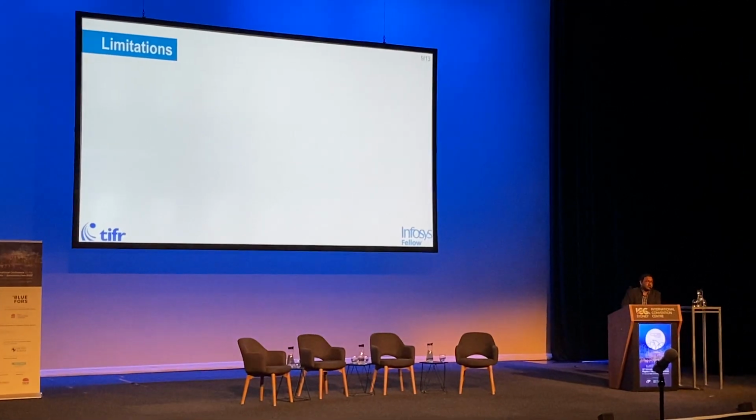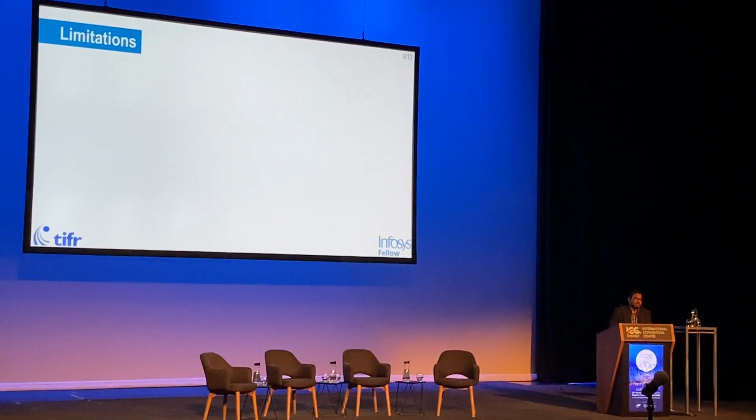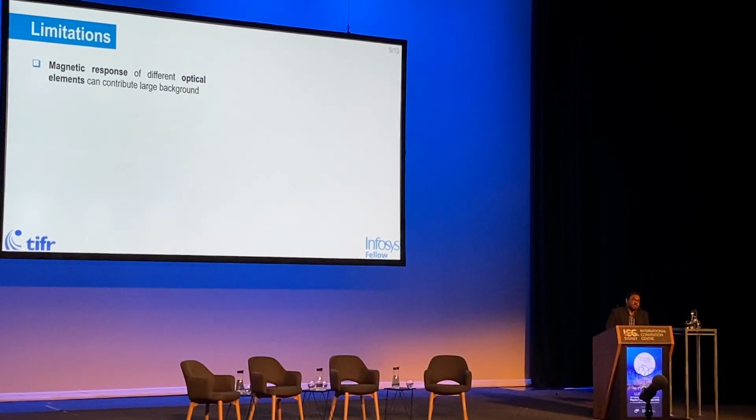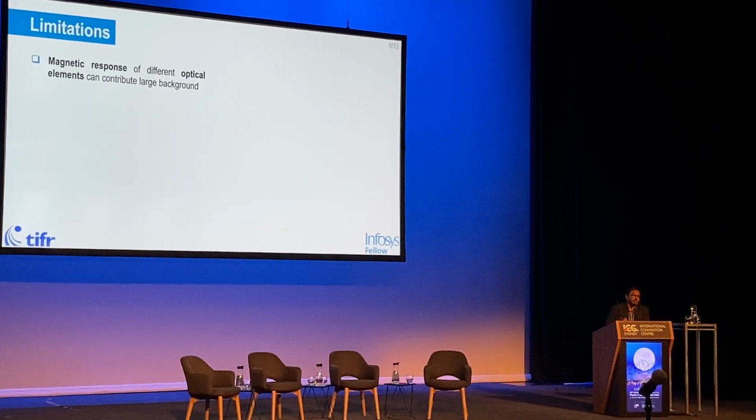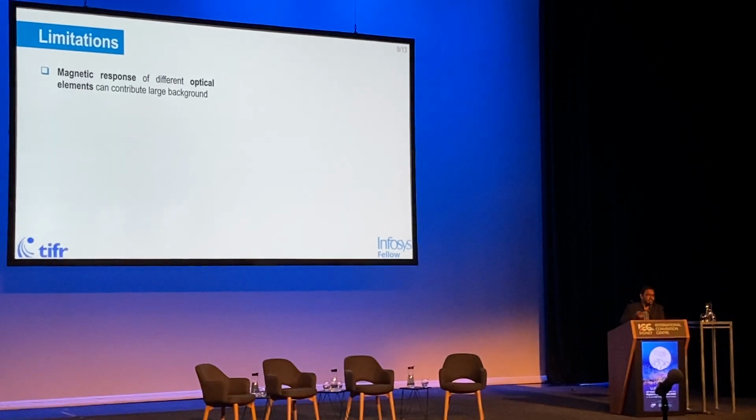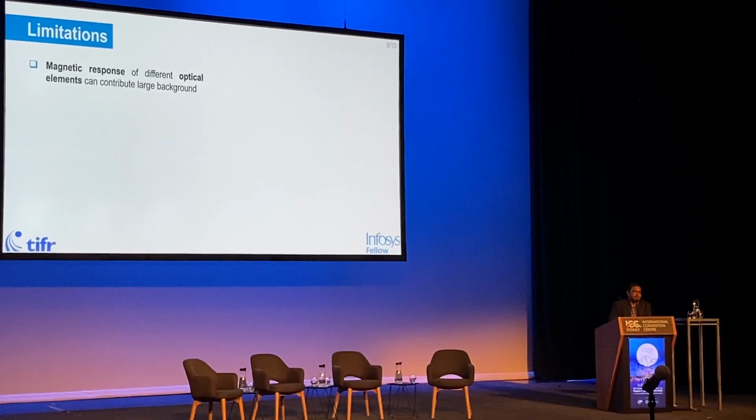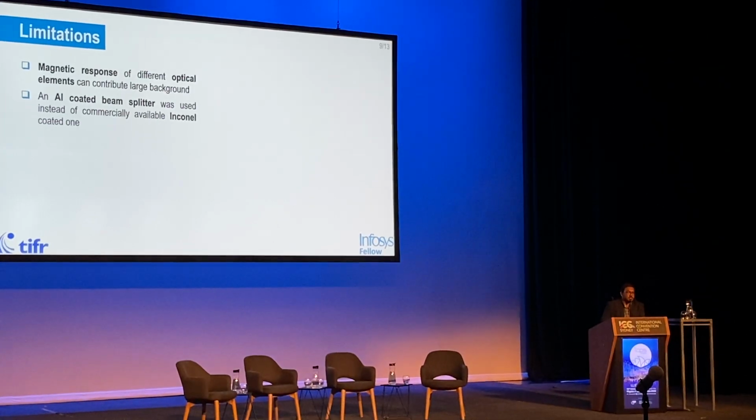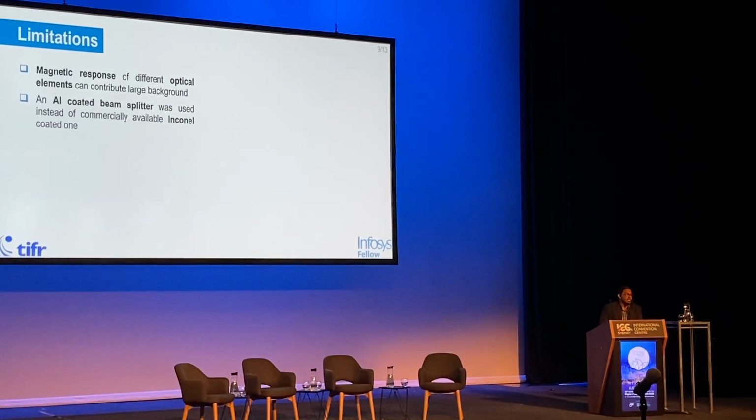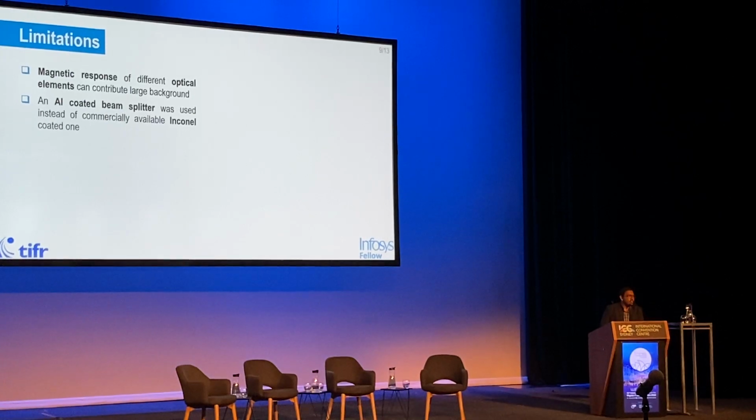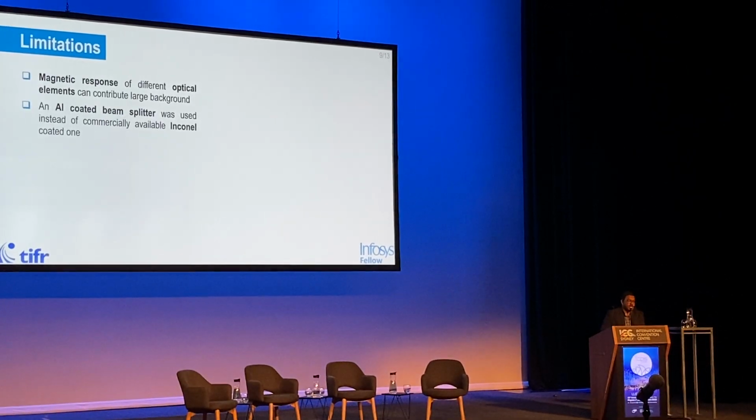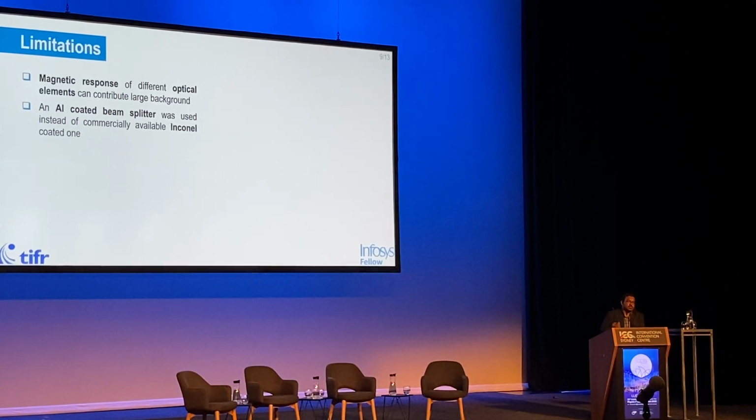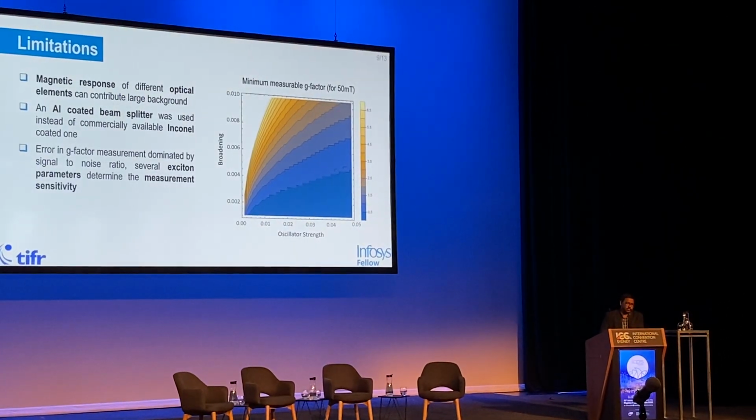So the limitations, what we have felt through the experiment, are that the magnetic response of different optical elements can contribute to a large background, which we need to subtract all the time. And in the course of the experiment, we discovered that the beam splitter material they use is something called inconel, which is affected by magnetic field. So we built an aluminum-coated beam splitter in our lab and used that in our measurement.